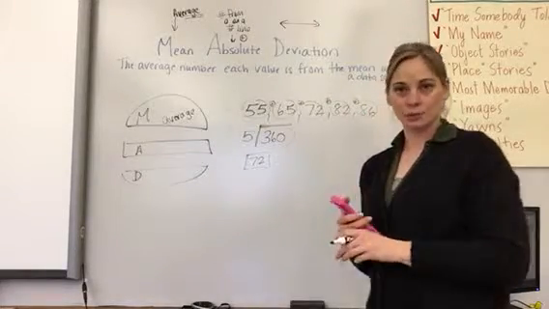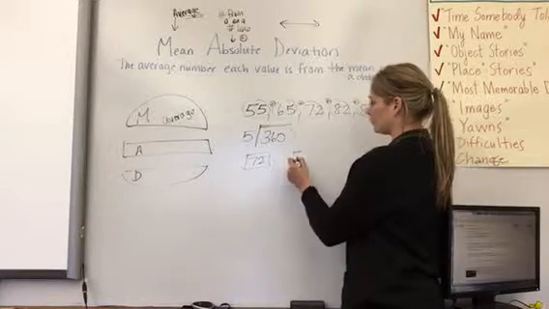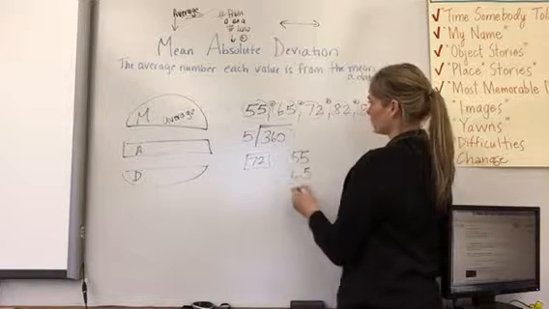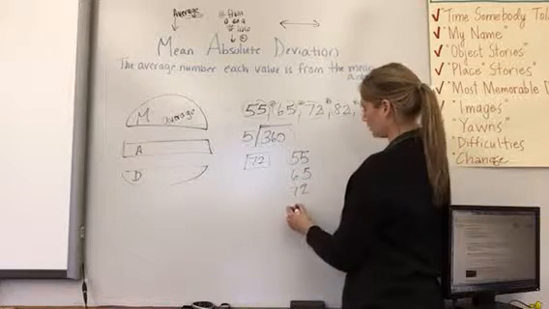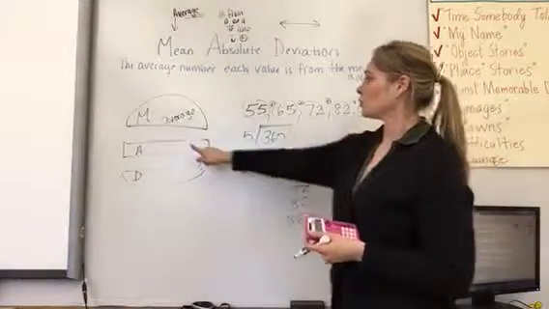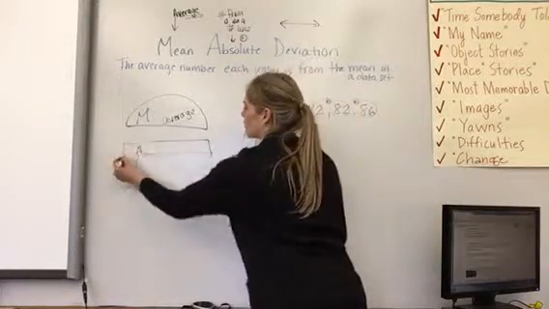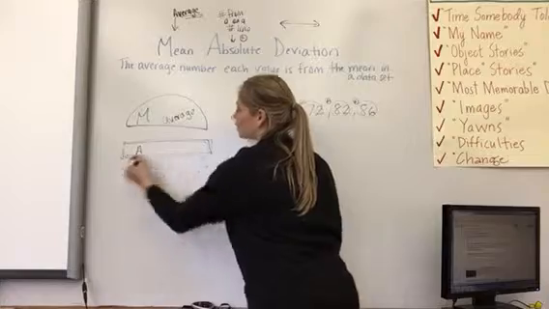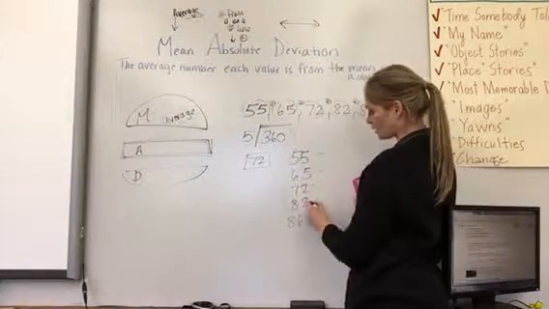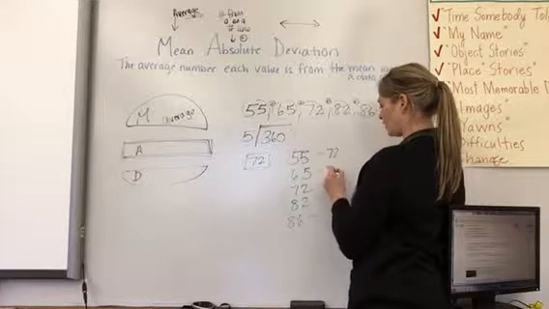So as an organized mathematician, I'm going to write every single number in the data set again, but I'm going to write it in a vertical way. So 55, 65, 72, 82, and 86. Now, if you look at my MAD sandwich, this big bar looks like a big subtraction sign. And that's exactly what we're going to do when we're figuring out our MAD. So I'm going to subtract every single number in my data set from that initial average number of 72.